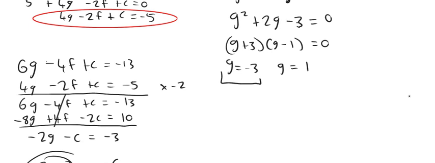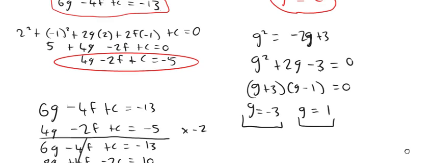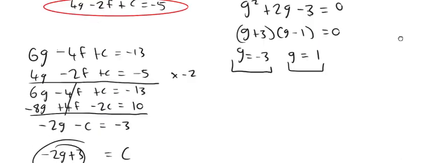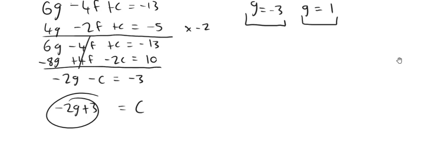That's what you're always going to get here, because we're going to have two circles in the end. So I know g is one of those. So I also know that c is equal to g squared. So if I sub those back into the equation, I'm going to get two values for c.